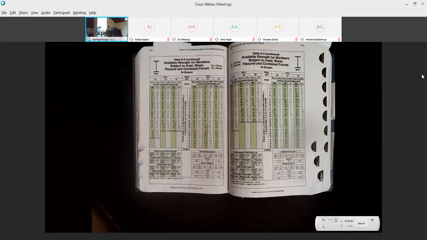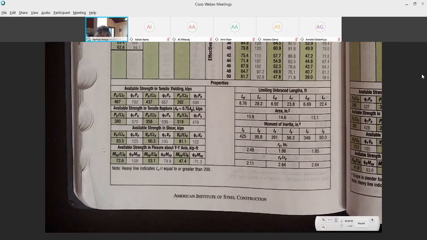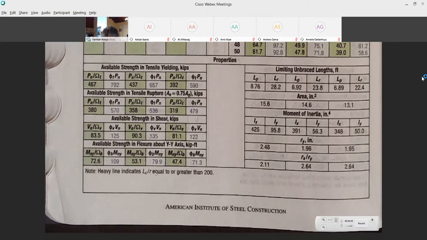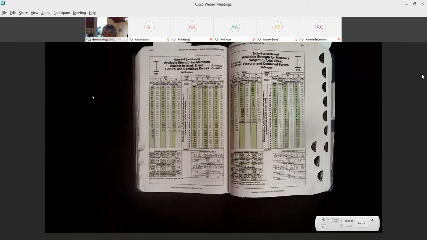But at the bottom in this table, it gives you the phi M sub N for the weak axis. So you will find for the section that you're dealing with the phi M sub N Y at the bottom of the table. And this is equal to phi M sub P or equal to phi 1.6 S X times S Y times F Y. So this is already computed for you. Any question?